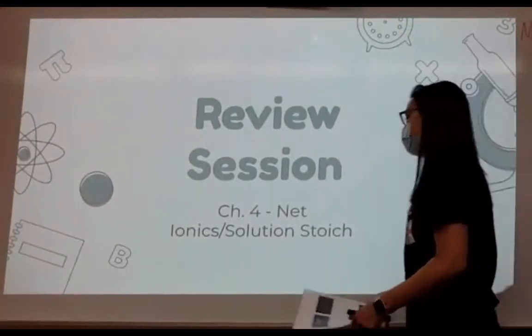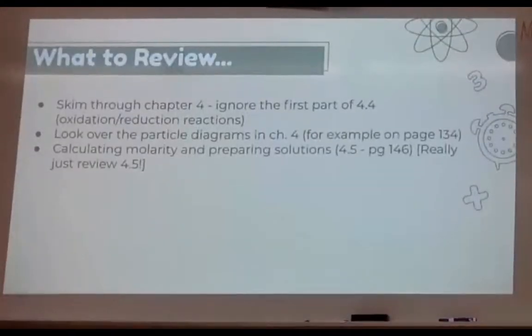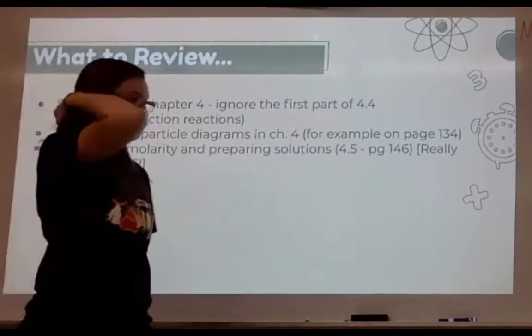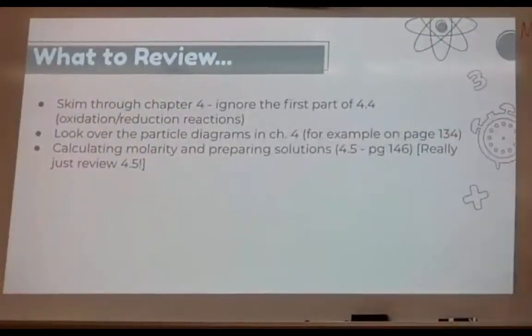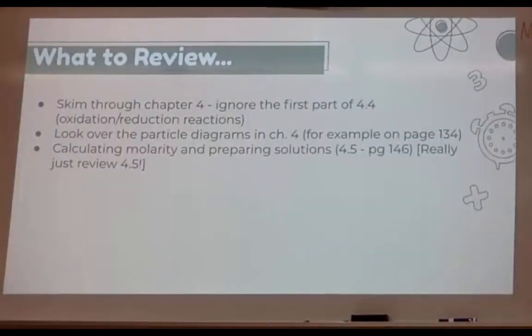So this is going to be covering chapter 4. We're going to focus a lot on net ionic equations and solution stoich. So I'm going to try to get us to a limiting reactant problem as well. So what to review, you can just kind of skim through chapter 4. The first part of 4.4 is oxidation reduction reactions. You can ignore that. I'll go over any particle diagrams in chapter 4.